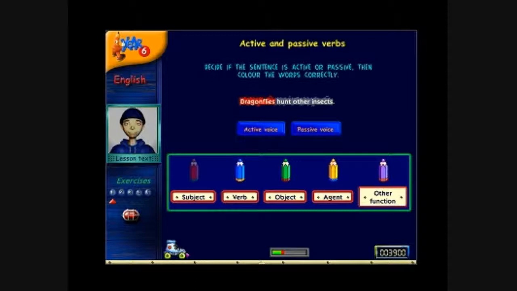Dragonflies hunt. That's the verb. Hunt other insects. Or is it an agent? It's probably an agent because that other word, shit. No, it's an object. And it's active. Damn, this is long. I don't like this one. Look how fucking long it is.